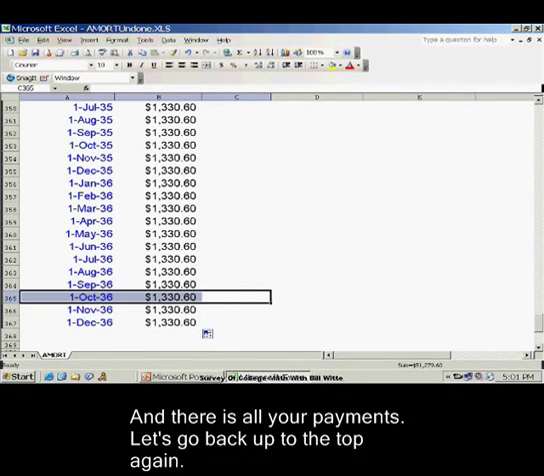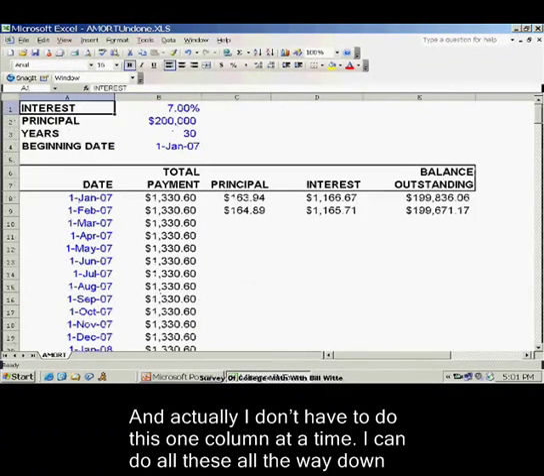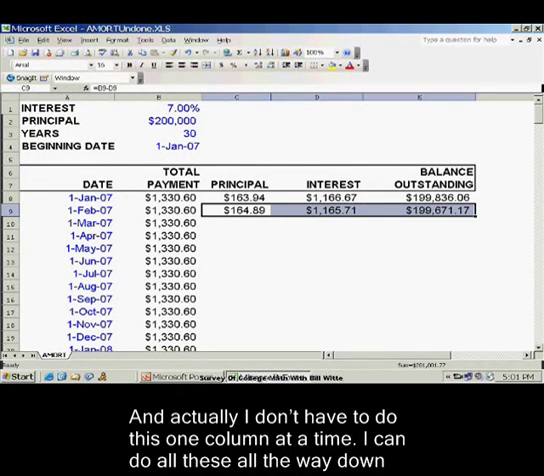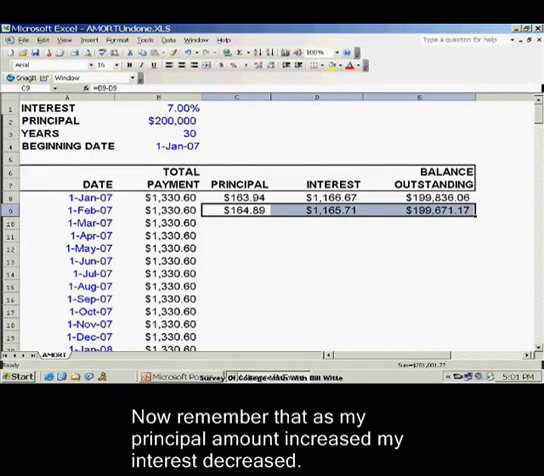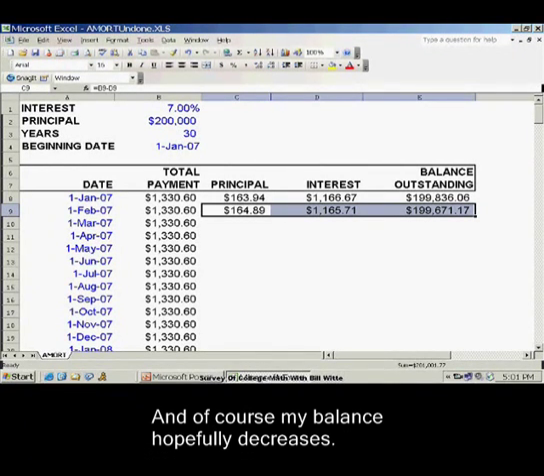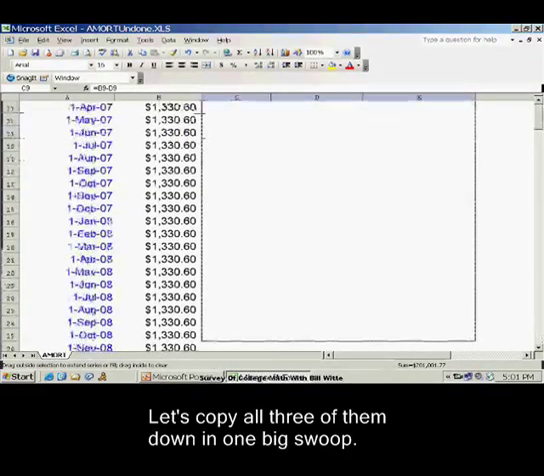Let's go back up to the top. And actually, I don't have to do this one row at a time. I can do all these. See, there's only one little box. And copy all that down. And these are all formulas. Remember that my principal increased as my interest decreased. And of course, my balance hopefully decreased. So let's copy all 3 of them down in one big swoop.